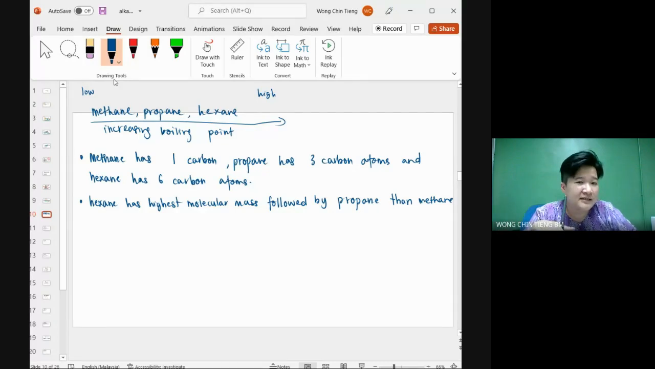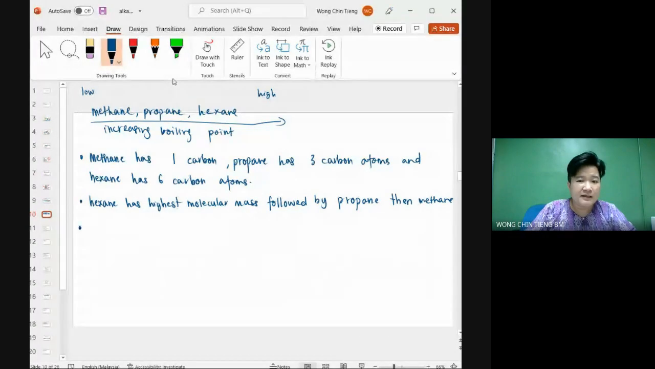Budak suka guna and. Sayang, jangan guna and. Bila kamu guna and, maknanya dia orang sama. Propane dengan methane tu sama. Alright, so kamu cakap hexane has the highest molecular mass followed by propane dan methane. Okay, lepas tu methane. Faham? Okay, so kamu ada dalam ayat tu dah susunan dah sebenarnya.